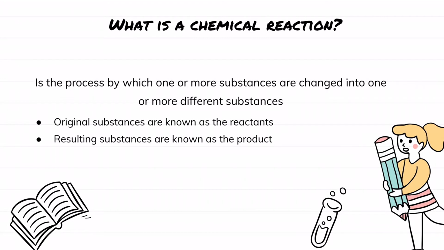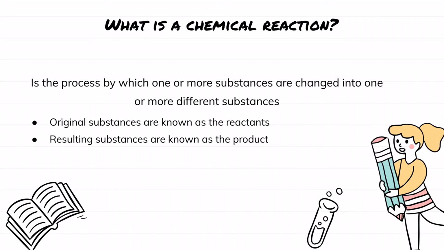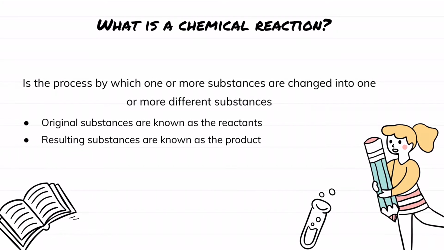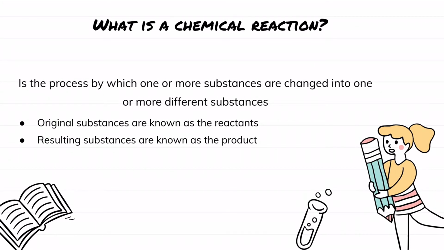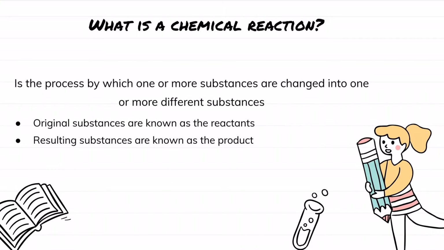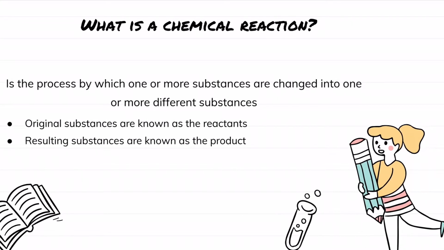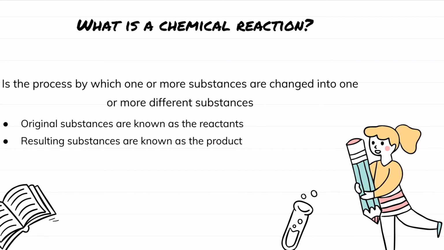What is a chemical reaction? A chemical reaction happens when one or more chemicals are changed into one or more other chemicals. For example, iron and oxygen combining to make rust, vinegar and baking soda combining to make sodium acetate, carbon dioxide, and water.